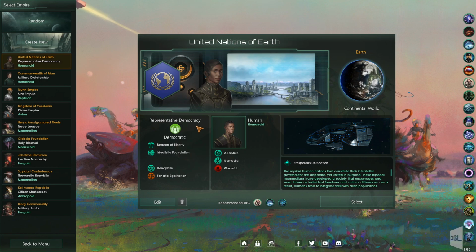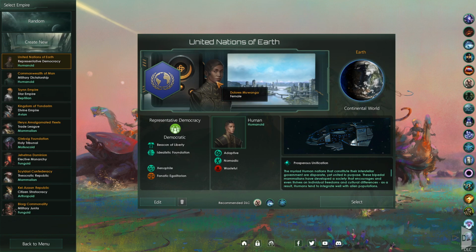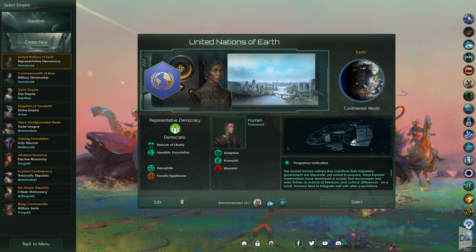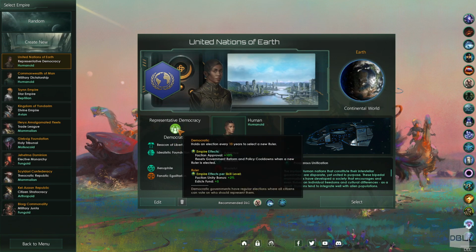I'm just looking around, seeing what all this stuff is. Dolores Mwanga. Female. Okay. Representative democracy. Democratic. Holds an election every 10 years to select a new ruler.